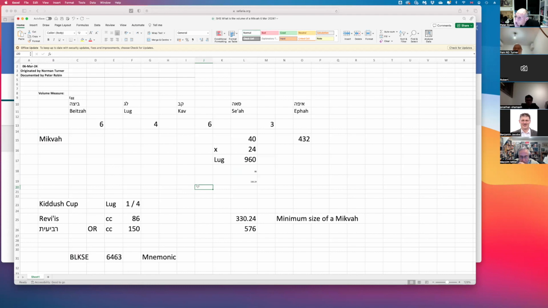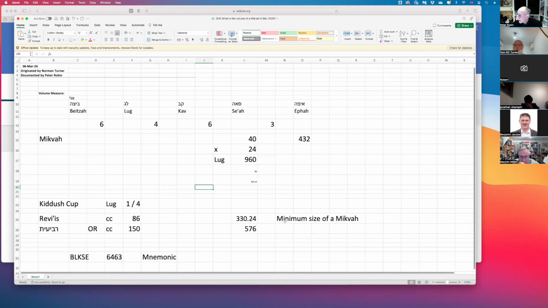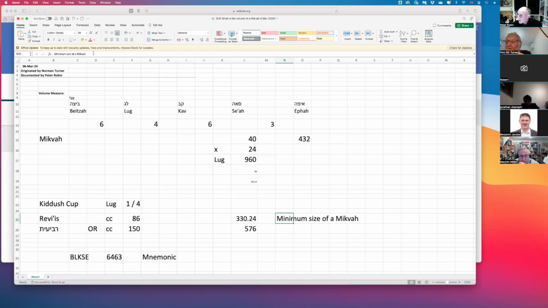That, I think, hopefully, is helpful to people. I should add liters. Oh yes, you should do. We've got CC there, yeah, in liters. It's all CCs. 86 CC. Those numbers up there, look, is 960. That was the Beitza up. Yeah, very good. 40 saw times 24.